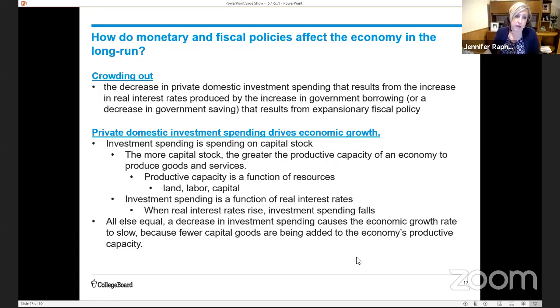domestic investment spending. All right, as you know, right now, our government is engaged in massive expansionary fiscal policy as well as the Fed. And so the Fed's actions are keeping interest rates down while the increase in government borrowing may be putting upward pressure on them.